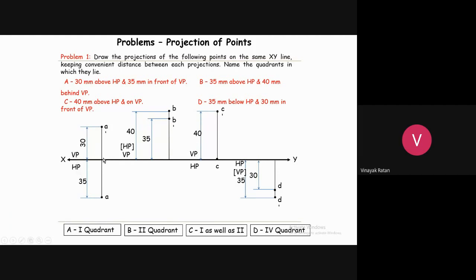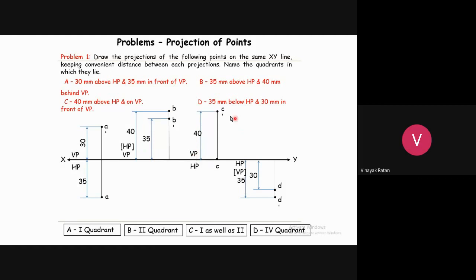You know, point A lies in first quadrant, so vertical plane is above XY line and horizontal plane is below XY line. Same with respect to point B. It lies in second quadrant, and with respect to second quadrant, both horizontal plane and vertical plane are above XY line, right? With respect to point C, no need to write anything because the point lies in both the quadrants. If it lies only in a single quadrant, you have to indicate it. If a point lies in two quadrants simultaneously, don't write anything. It is written here, but you are not supposed to write it.